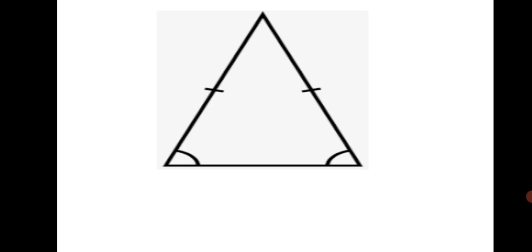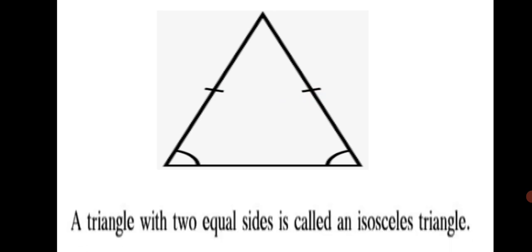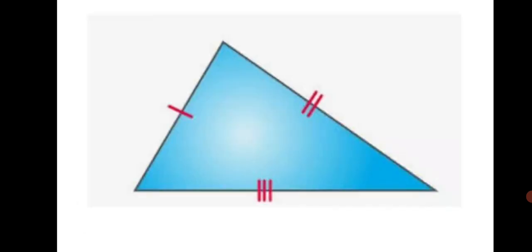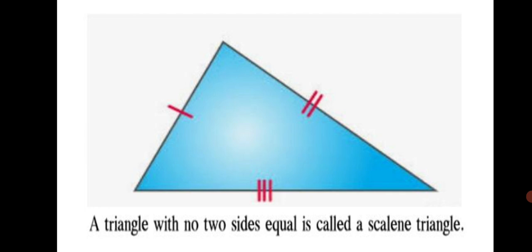In this triangle, you can see two sides are marked equal. So, such a triangle is called an isosceles triangle. A triangle with two equal sides is called an isosceles triangle. In this triangle, you can see none of the sides are marked equal. All are different. That means none of the sides are equal. Such a triangle is called a scalene triangle. A triangle with no two sides equal is called a scalene triangle.